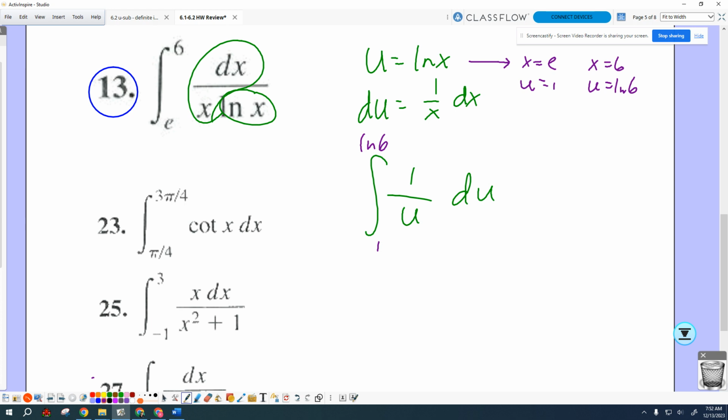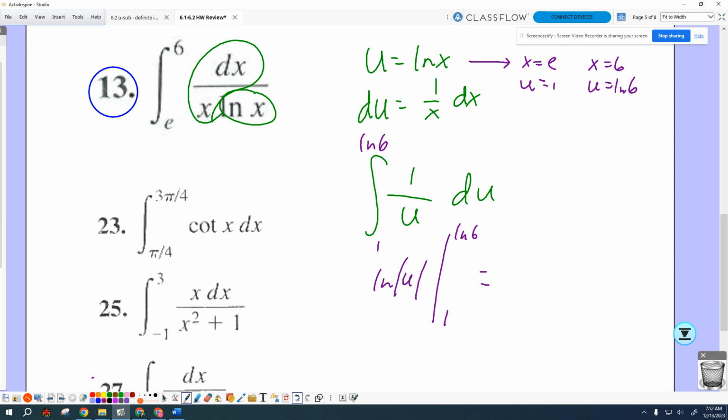Gus, what is the integral of 1 over u? Natural log. Wait, hold up. I thought 1 over. What's your question? So natural log is the absolute value of u evaluated from 1 to natural log of 6.